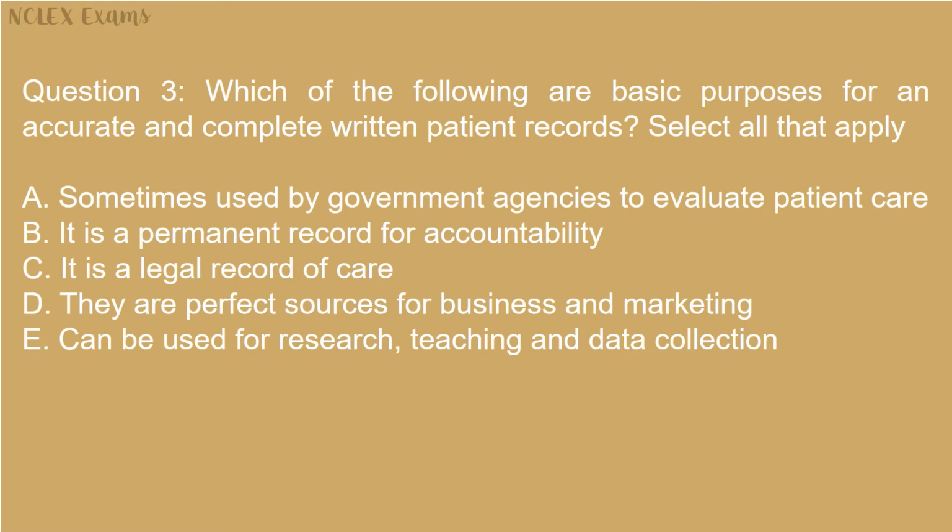Question 3. Which of the following are basic purposes for an accurate and complete written patient record? Select all that apply. A. Sometimes used by government agencies to evaluate patient care. B. It is a permanent record for accountability. C. It is a legal record of care. D. They are perfect sources for business and marketing. E. Can be used for research, teaching and data collection. Answer: A, B, C, E.